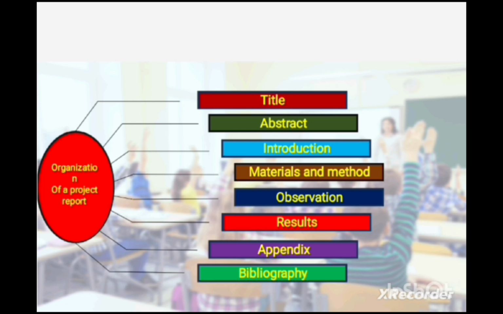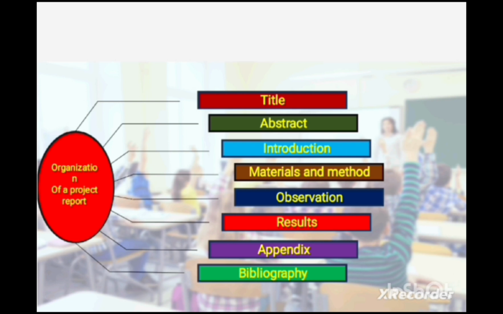Next, introduction. The introduction of a project report typically provides background information on the project, outlines its objectives, and sets the context for the reader. It should briefly explain the problem or need the project addresses and highlight its significance. Additionally, the introduction often includes a brief overview of the methodology or approach used in the project. Next, materials and method. Description of all the materials, instruments, chemicals, and techniques used is given.